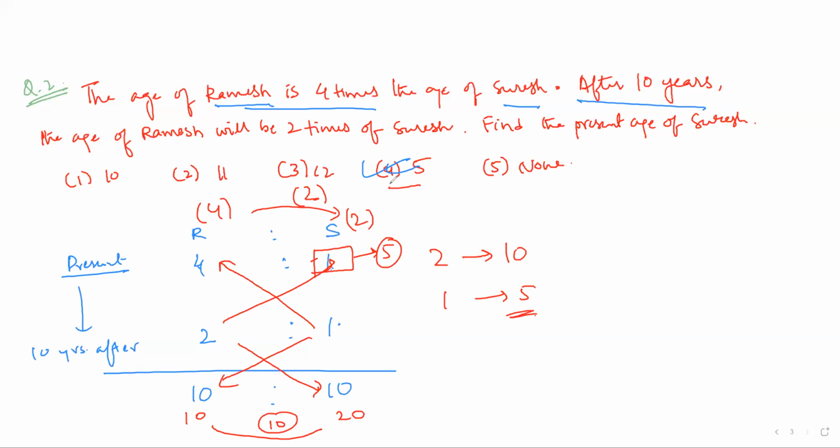Present is 4 is to 1. Okay. That is, the age of Ramesh is 4 times the age of Suresh. By default it is the present age. Okay.